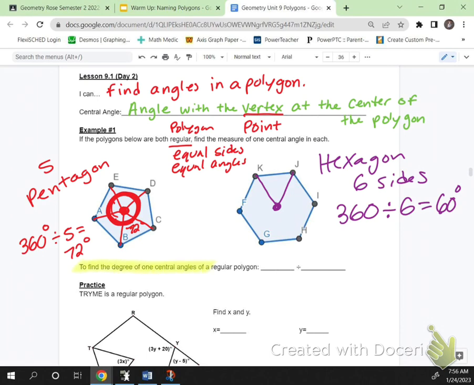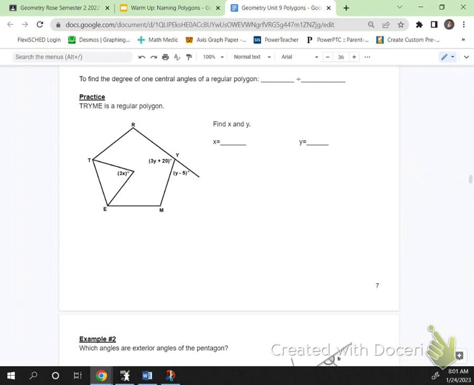Here's our rule. To find the degree of one central angle of a regular polygon, what are we going to do? 360 divided by the number of sides. Cool.